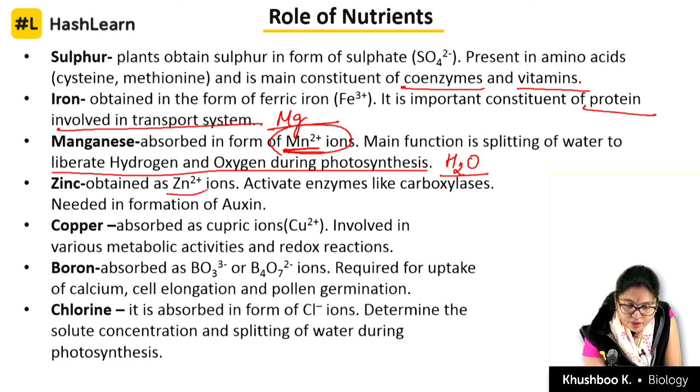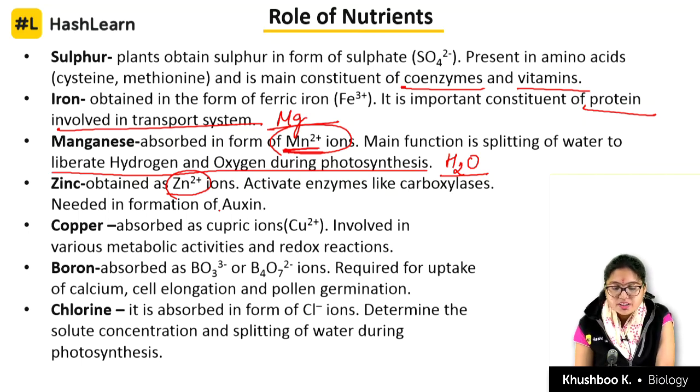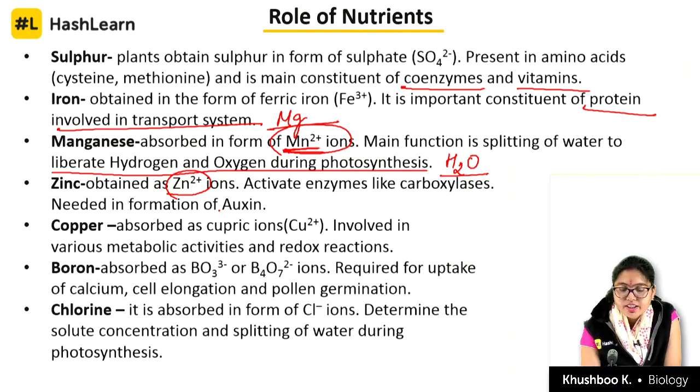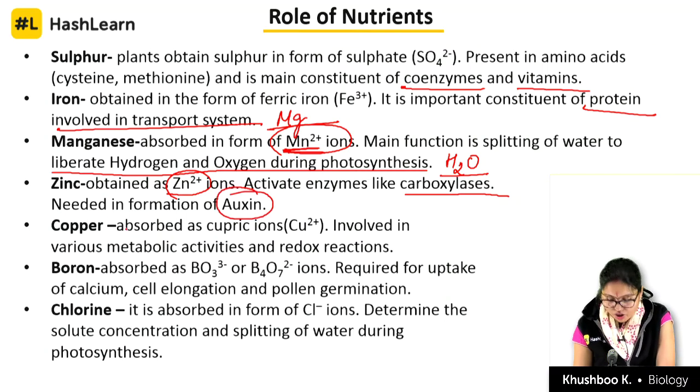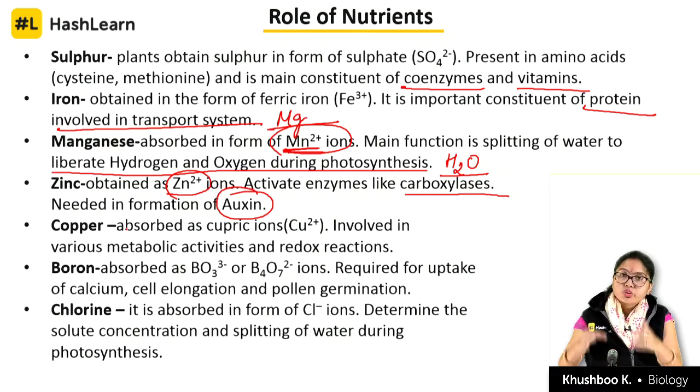Okay, and it is obtained from there in the form of Zn2+ ions, and what is the function? It activates enzymes like carboxylases, and it is needed for the formation of this hormone. Okay, and auxin is very, very important for growth of plant.